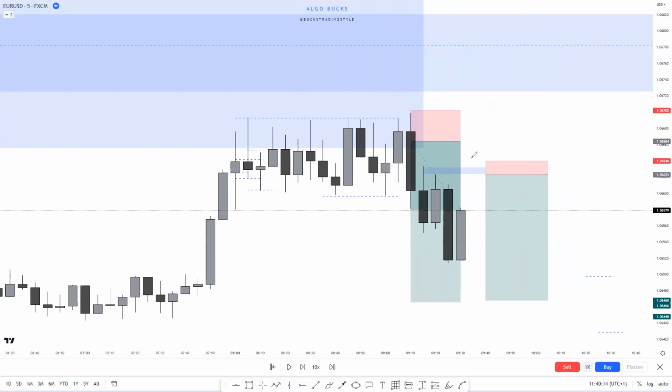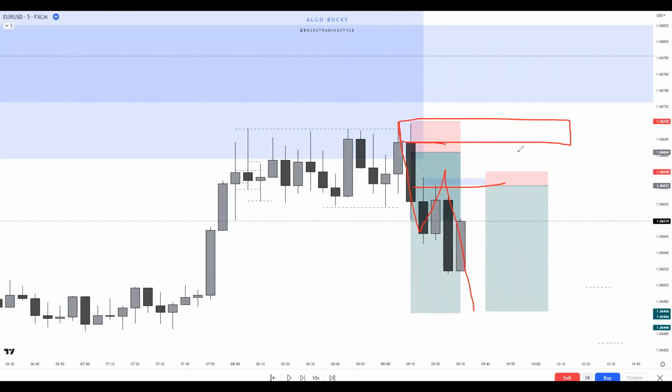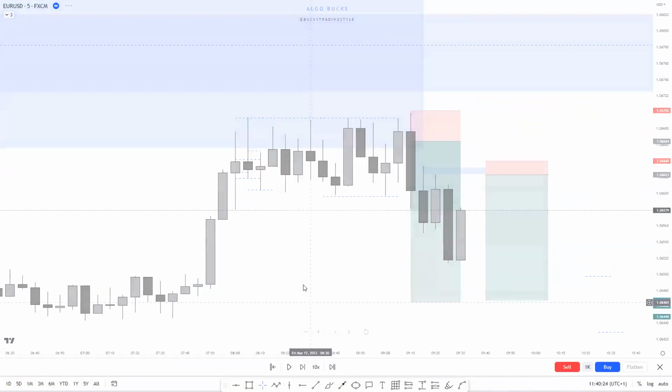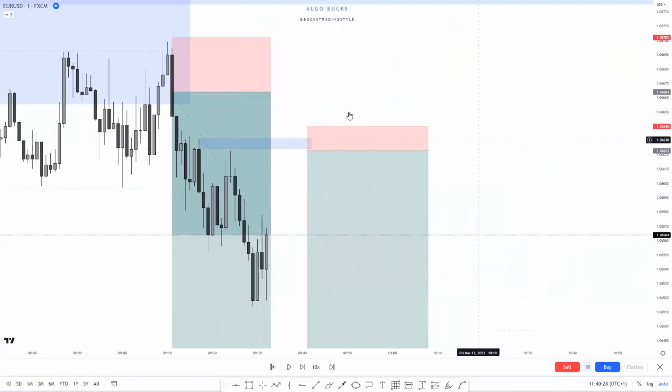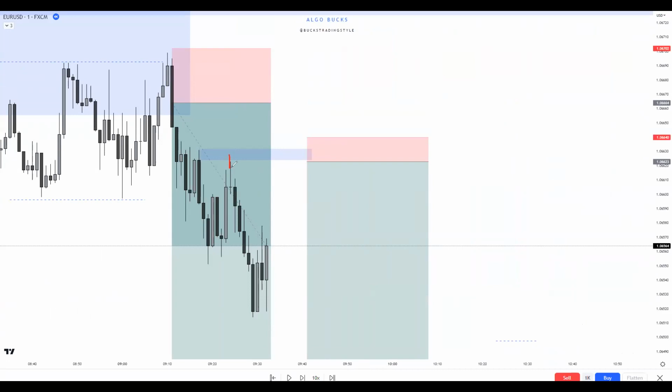This was 5 minute IDM. I was waiting for this POI to get mitigated, so I'll take another sell. But when you made mention of this 1 minute inducement plus this 1 minute weak right here, on my broker, this weak already mitigated this one. This weak was somewhere around here.